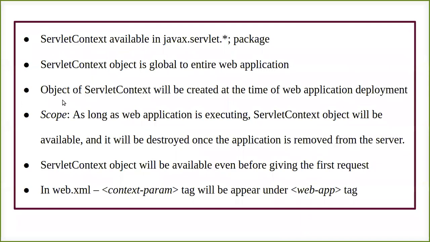Now in brief, I'll just go with this: ServletContext is available inside your javax.servlet.* package. It is going to have an object for the entire web application, so we can also call it a global object. The object of ServletContext will be created whenever we have a web application deployment. What is the scope of that?